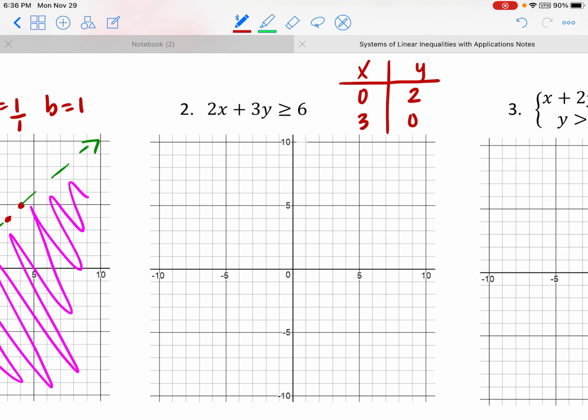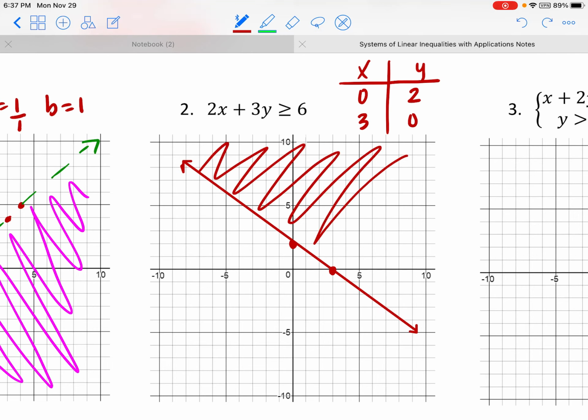So I'm going to cross the y-axis at 2. I'm going to cross the x-axis at 3. Now this inequality has the equal to, which means I'm going to connect these points with a solid line. And I tried. Let's try one more time. That's close enough. Okay, so we got our line, and then because this is a greater than symbol, that greater than symbol tells me to shade above that line. So all the points on that line and all the points above that line I could plug into that inequality to make a true statement.